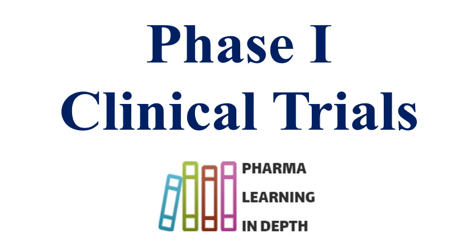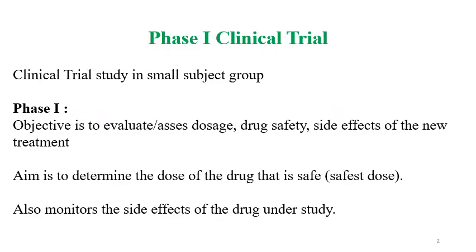In the present video I am trying to make you understand about the phase 1 clinical trials. So let's start with the introduction for the clinical trials. Clinical trials are the research studies conducted in the subjects, human beings, to understand the safety and efficacy of the new drugs. And in those clinical trials, there are 4 phases, mainly phase 1, phase 2, phase 3, and phase 4. So in phase 1, clinical trial is performed in small subject group.